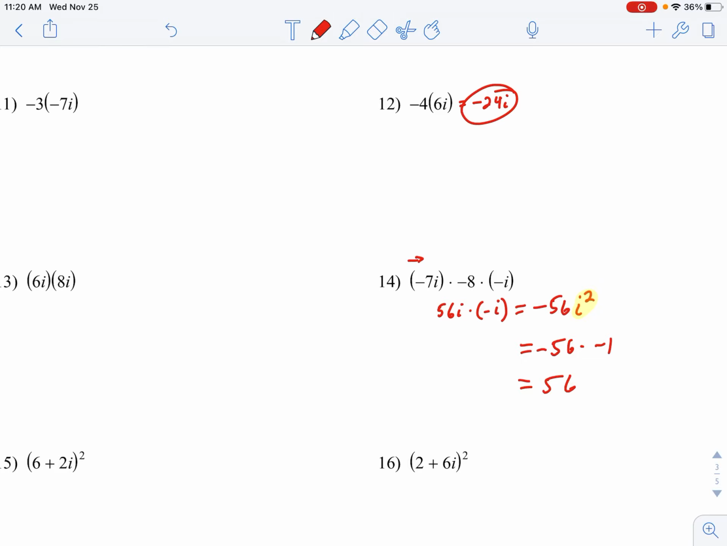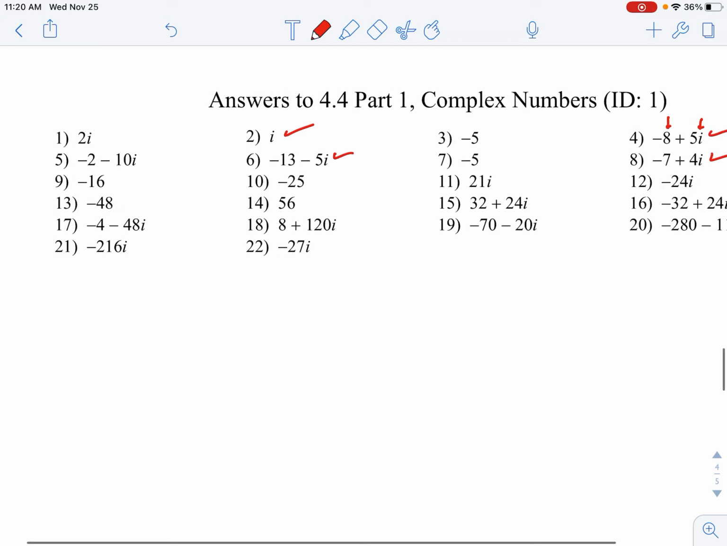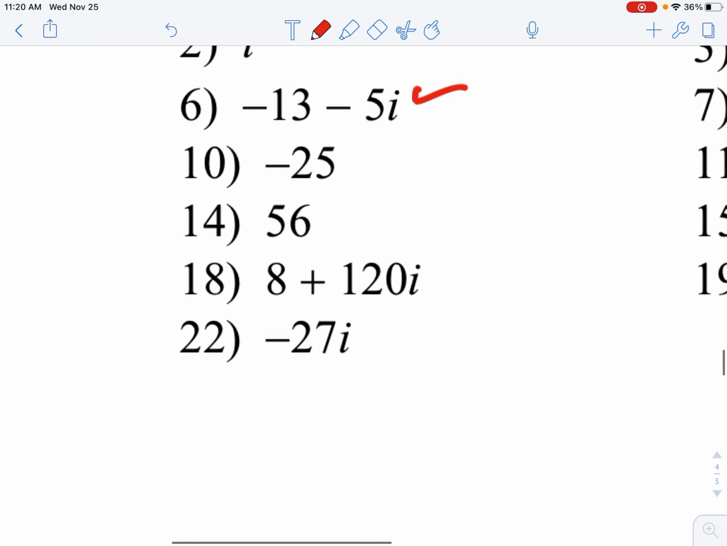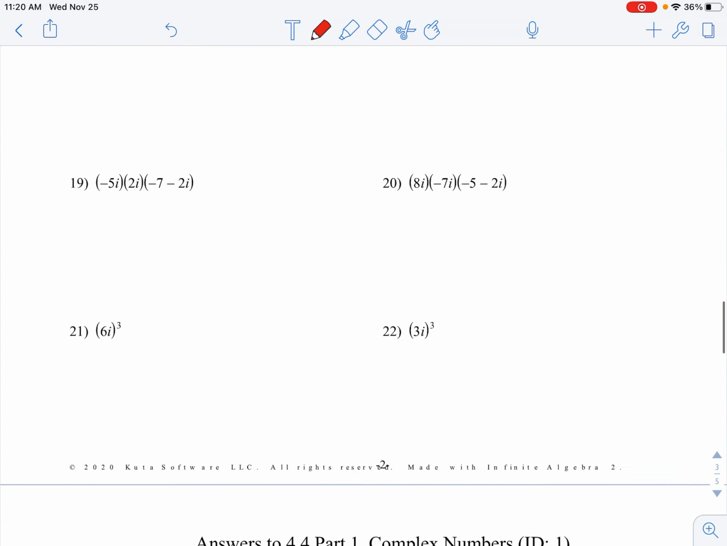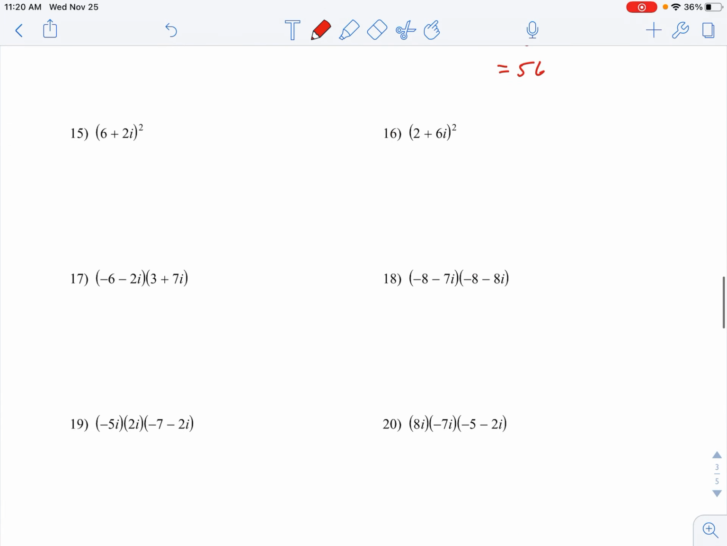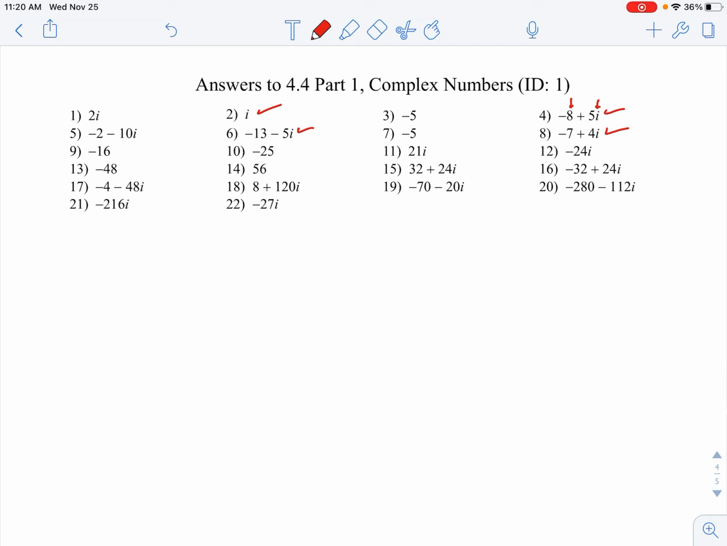Plug my pencil back in, get it charged up, check the answer, and there it is, number 14. And it looks like, what did I do? Skip checking 12? Yep, negative 24i. So, in fact, looks like 10, 12, and 14.